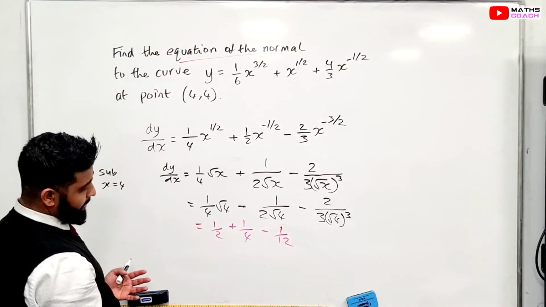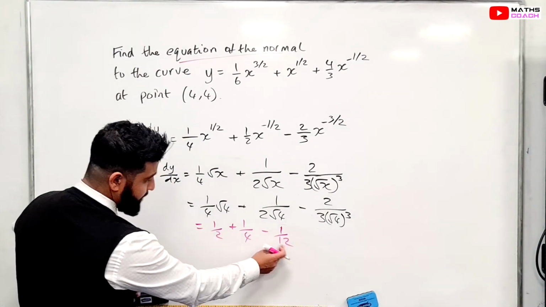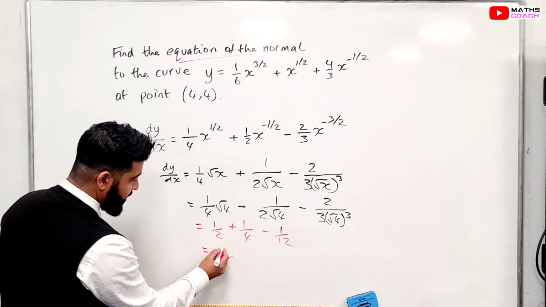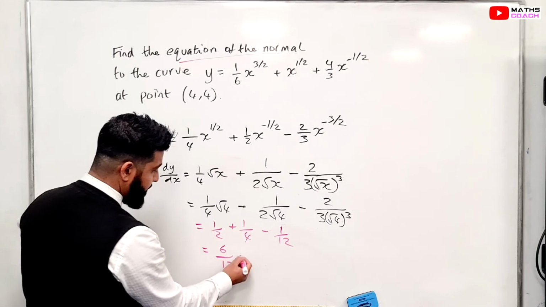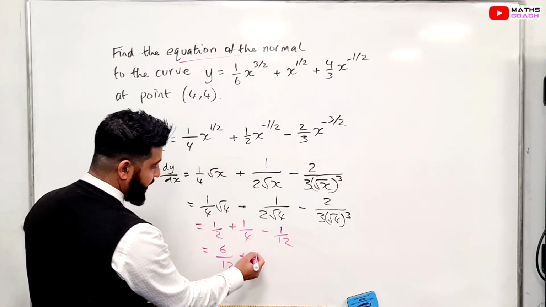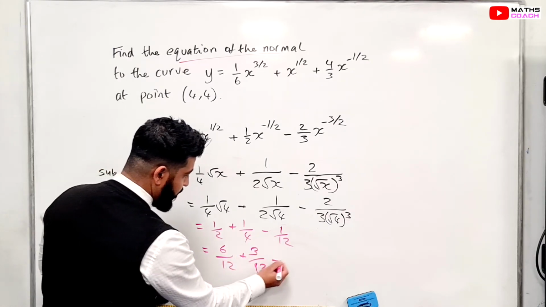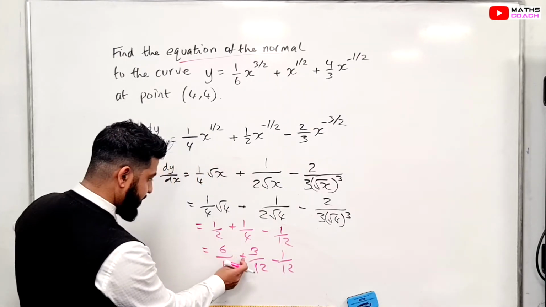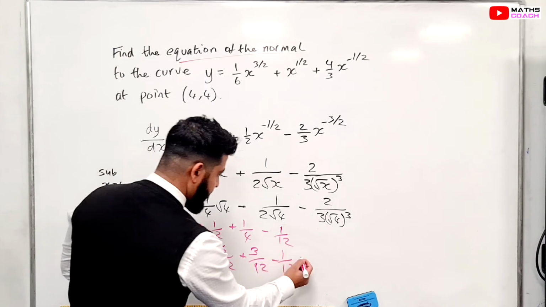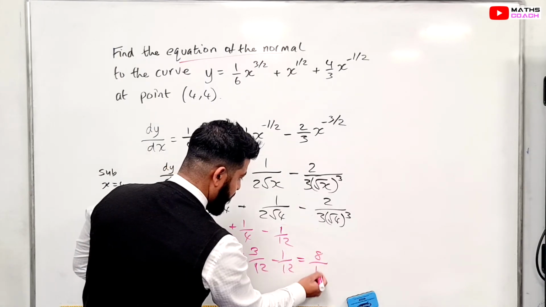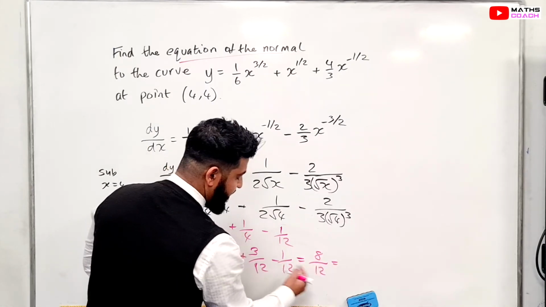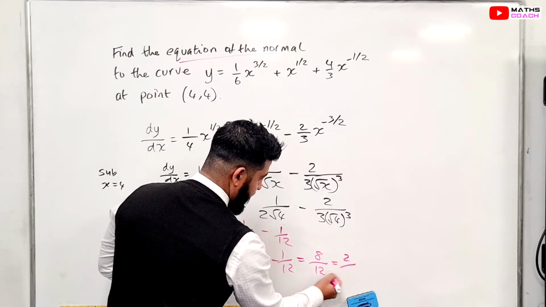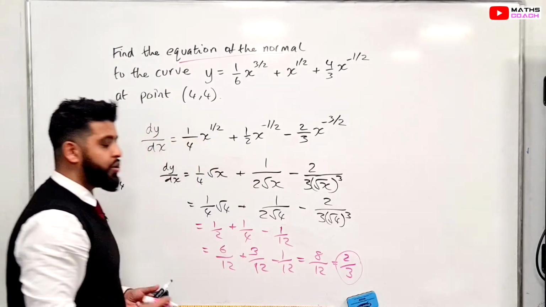I've got this fraction plus this fraction minus this fraction. I can make the denominators the same. All of them, I give them a common denominator of 12. So to get this to become a 12, I times it by 6, so 6 over 12 here. To get this to become a 12, I times by 3, so 3 over 12, and 1 over 12 stays as it is. Then 6 plus 3 is 9, 9 take away 1 is 8, so 8 over 12, which simplifies by dividing by 4, so therefore I get 2 over 3. So my gradient is 2 over 3.